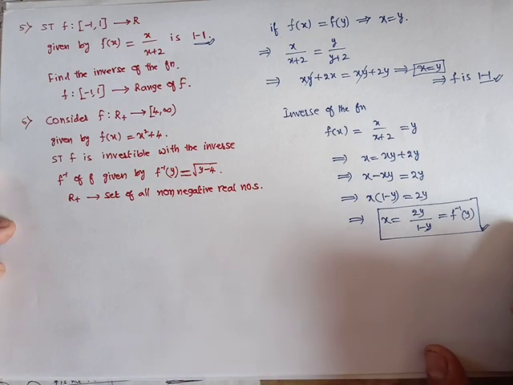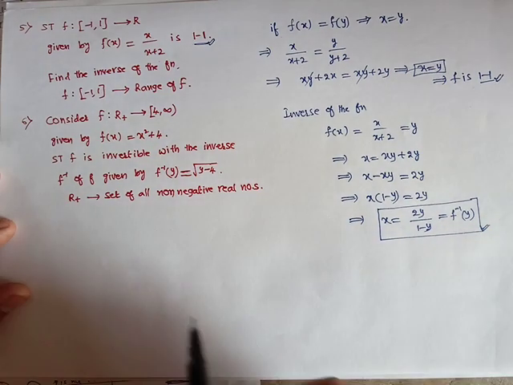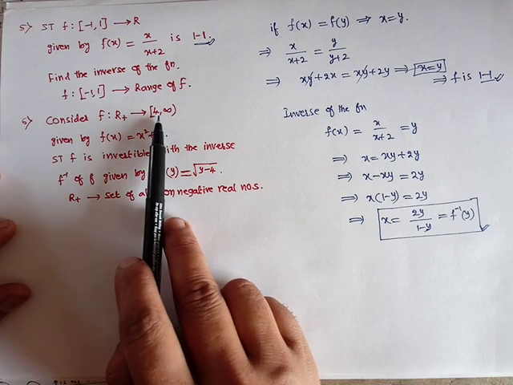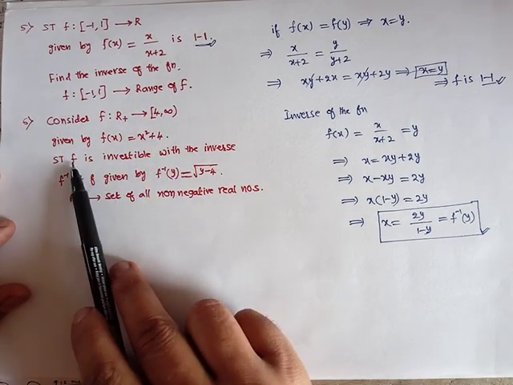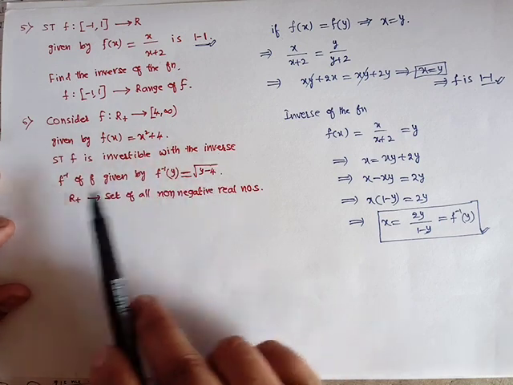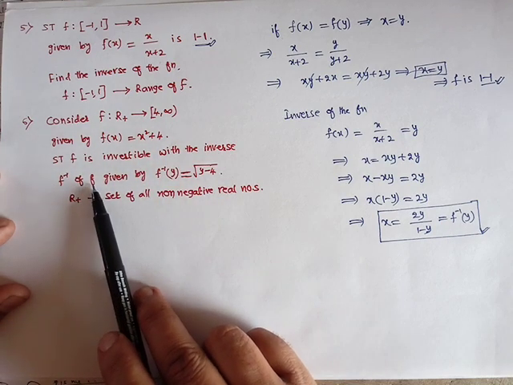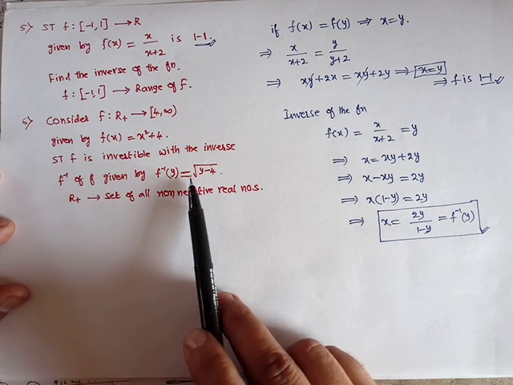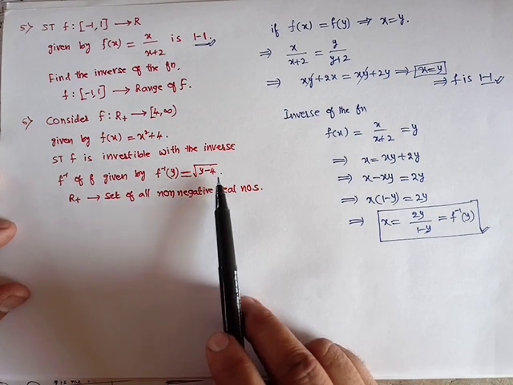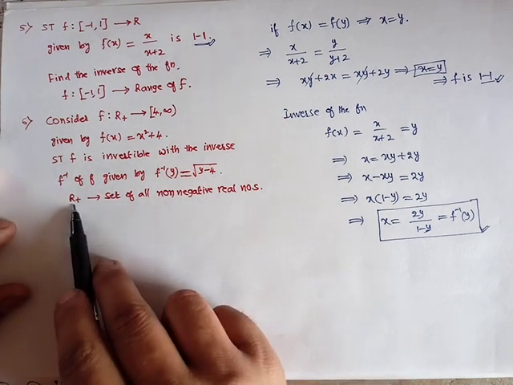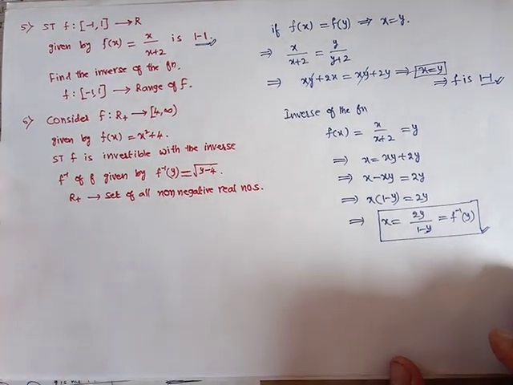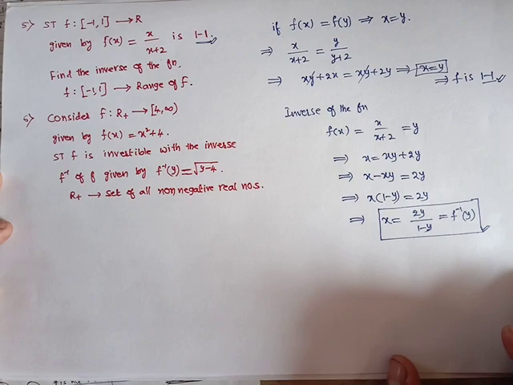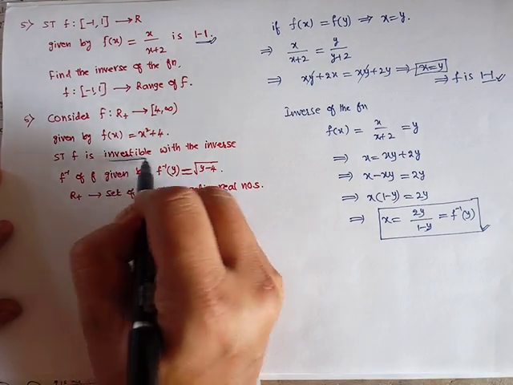Coming to the next question, consider f is a mapping from R+ to [4, infinity) given by f(x) = x² + 4. Show that f is invertible with the inverse f⁻¹ given by f⁻¹(y) = √(y − 4), where R+ is the set of all non-negative real numbers. Now we'll see, the question is asking to show that f is invertible.